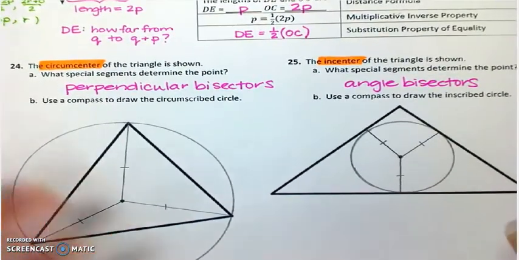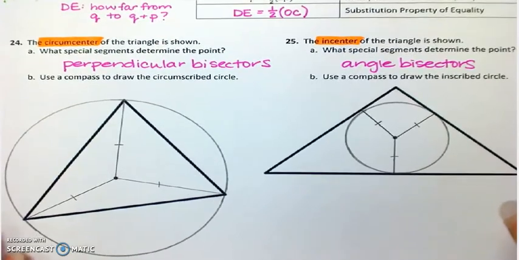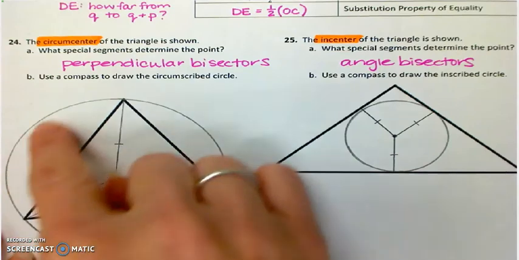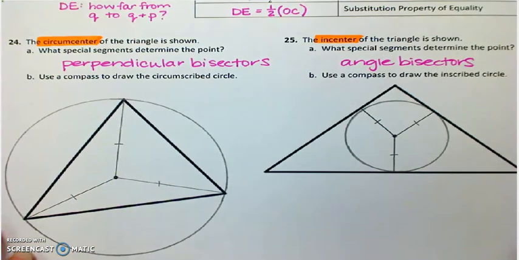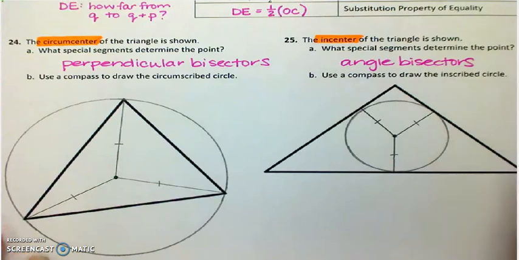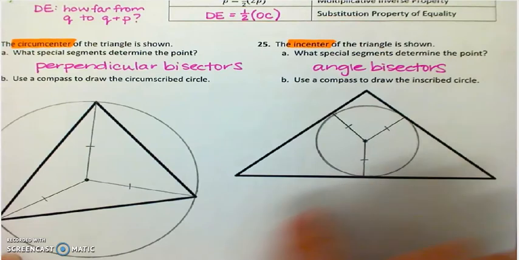Circumcenter is perpendicular bisectors. In-center is angle bisectors. You didn't actually have to draw those, but what you did have to draw was the circles. So we say that this circle circumscribes because it's equidistant to each vertex. And this one is a circle on the inside because it's equidistant to each side.